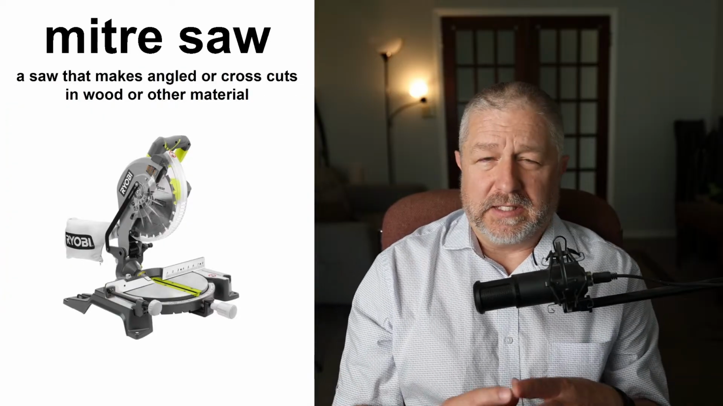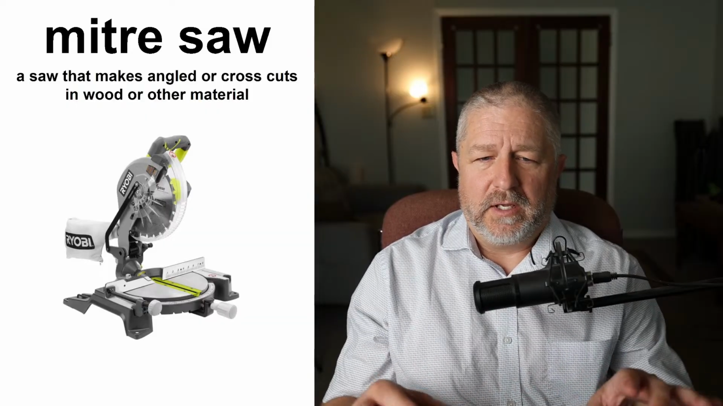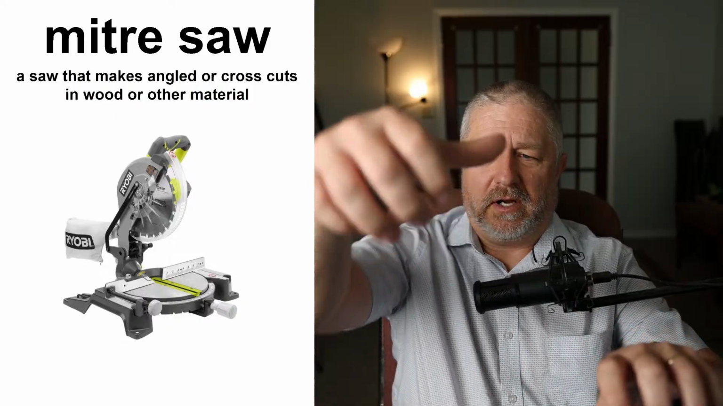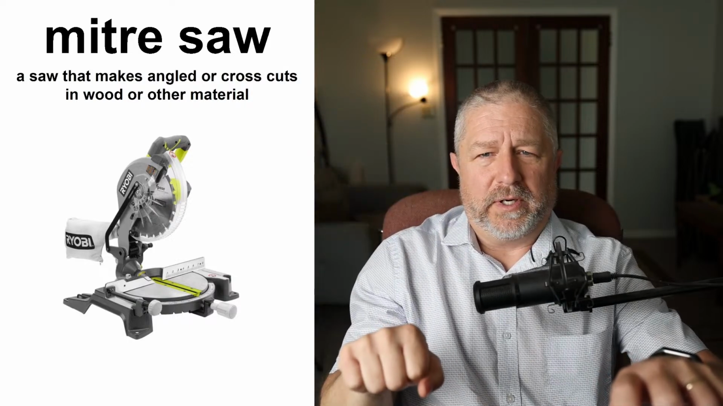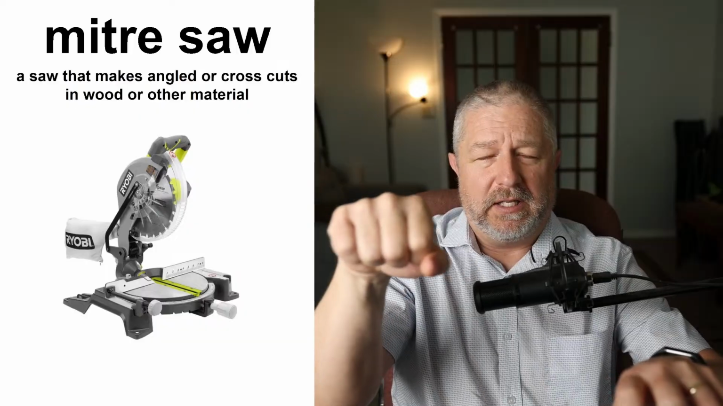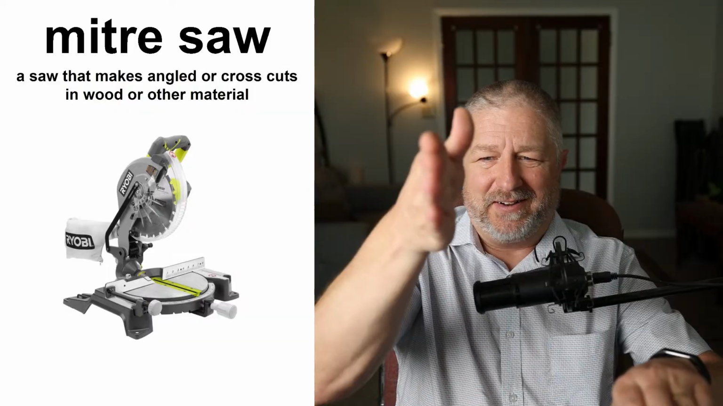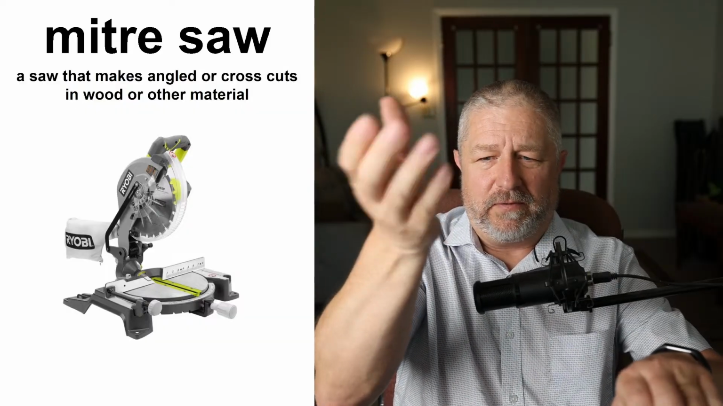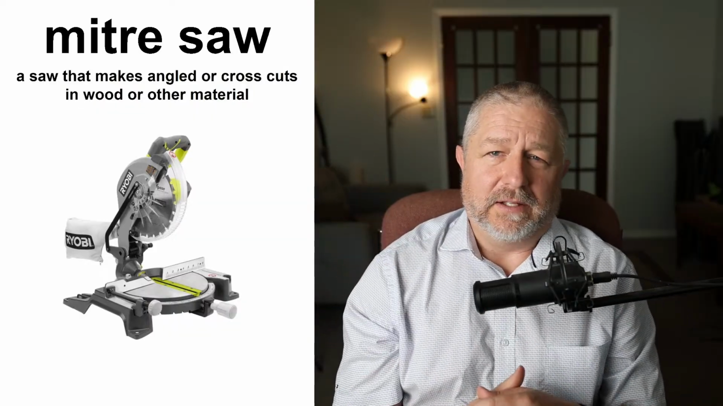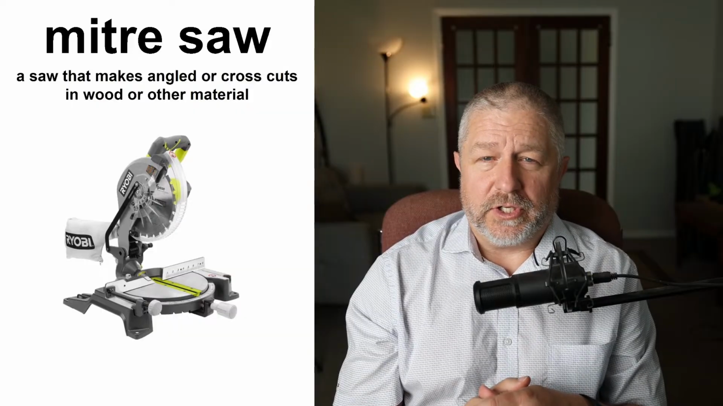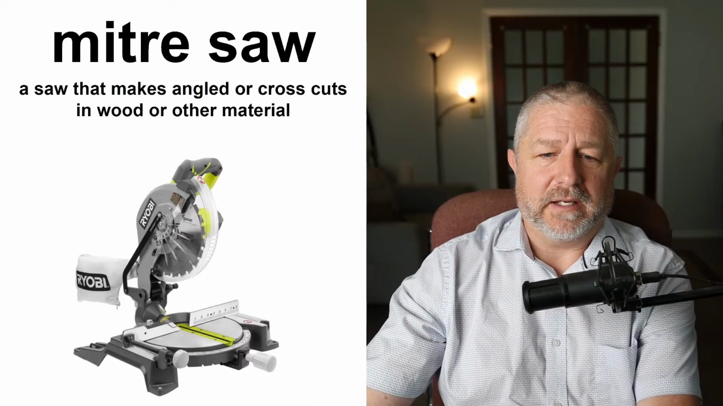A miter saw is a little different. It's a saw that makes angled or cross cuts in wood or other material. So when you put a piece of wood in a miter saw, you can then pull it down, and sometimes you can pull it down and even pull it forward a little bit. But the saw itself is locked in position. So if you want to cut a perfectly straight line, you can. If you want to cut a 45-degree angle, you can set the saw and then you can cut exactly at that angle. A miter saw is also a good saw to use if you need lots of precision in the cuts that you are making.